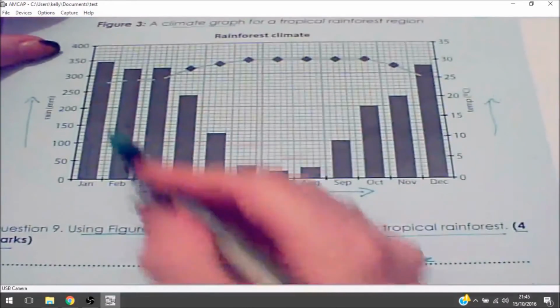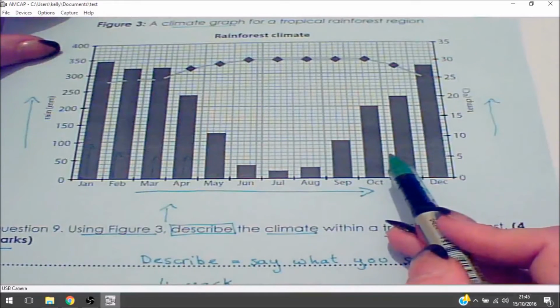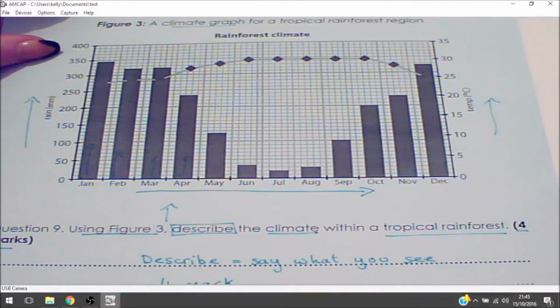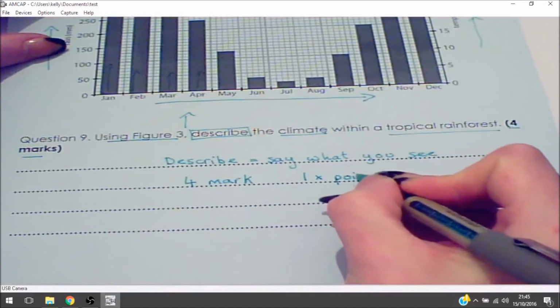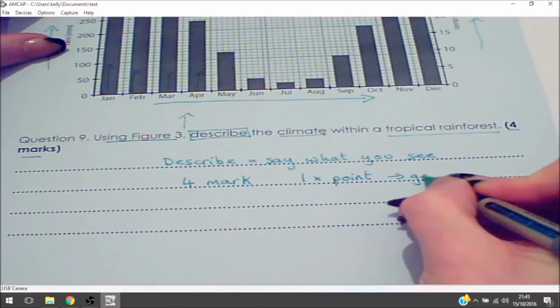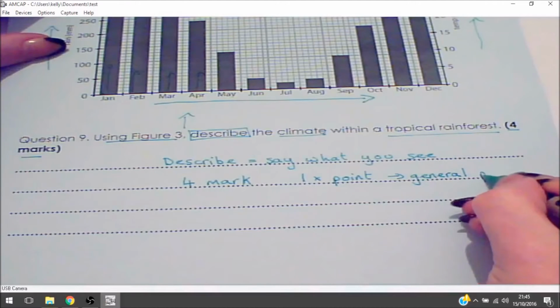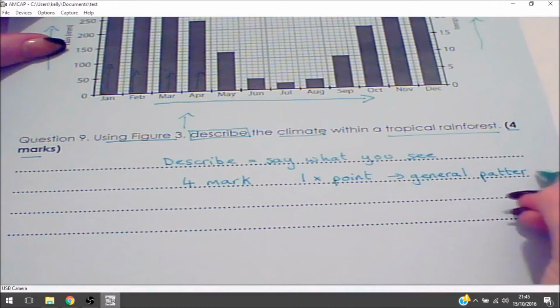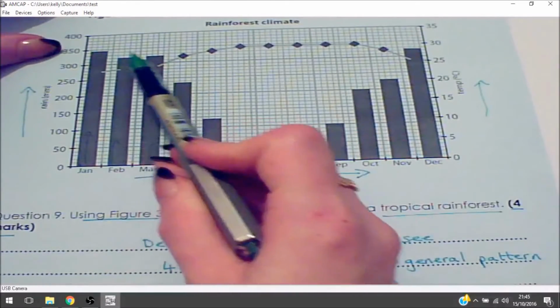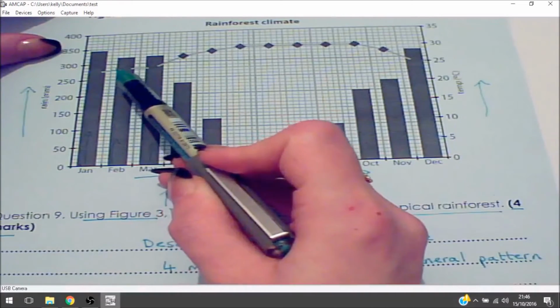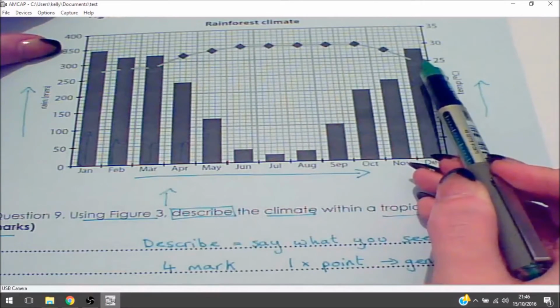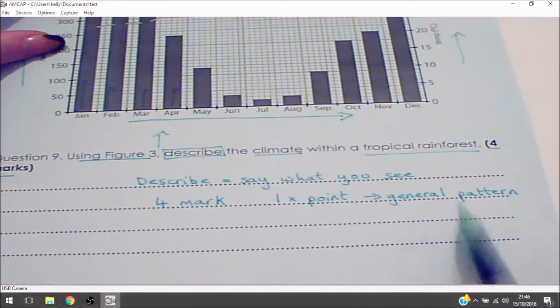Now when it comes to things like graphs and climate graphs, the best thing to do is to give an overall picture first. So your first point you're going to make is what is the general pattern. So for example, does rainfall increase or decrease? Does the temperature increase or decrease? And that's you giving a general pattern.